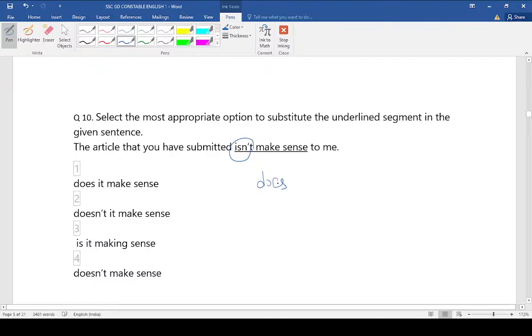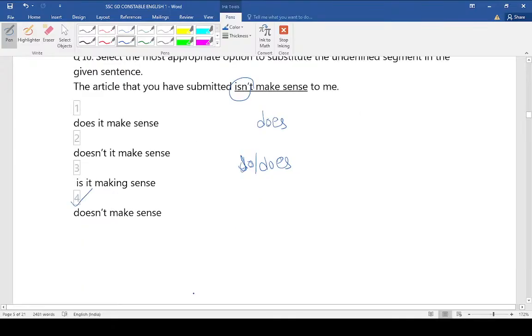does. We have to rearrange with the does. So here instead of it we have to take doesn't make sense. So only is is supposed to be replaced with does. So when it comes to the present tense, we have to use do or does. So instead of is we have to use here do or does. So accordingly doesn't make sense will be the correct answer. So next we will go for the next question.